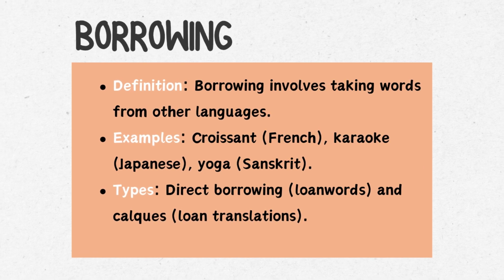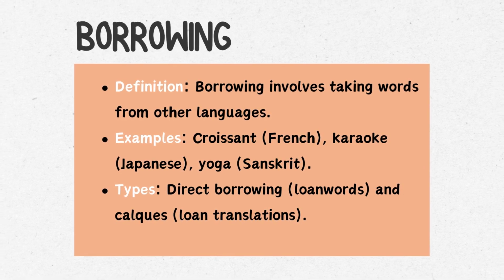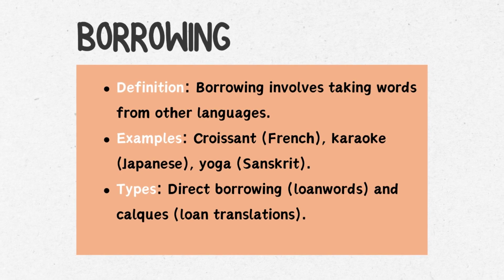Borrowing involves taking words from other languages into your own. For example, croissant from French, yoga from Sanskrit, and yogurt from Turkish. These words are borrowed from other languages into English. There are two types of borrowing: direct borrowing and calques or loan translations.